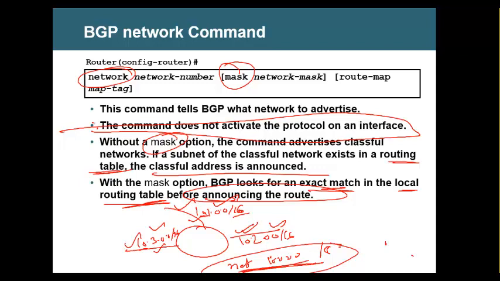So do not forget the mask that we configure under BGP should match. The mask that we configure under the BGP network statement should match with the mask that is there on the routing table. If no match is found in the prefix length in the routing table, the route will not be advertised. Please ask me questions.